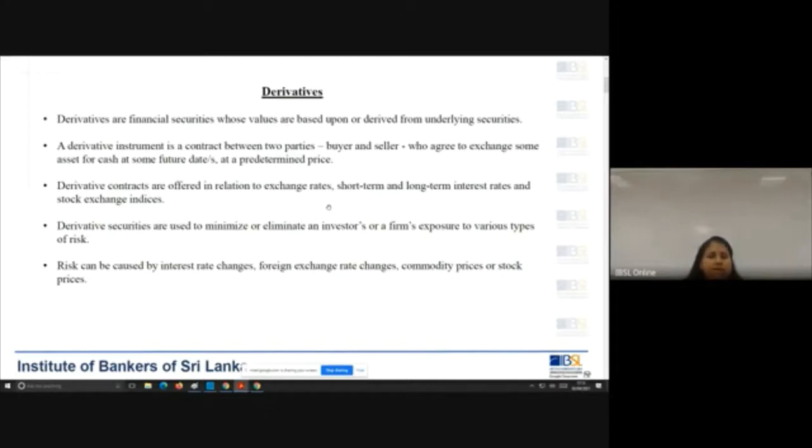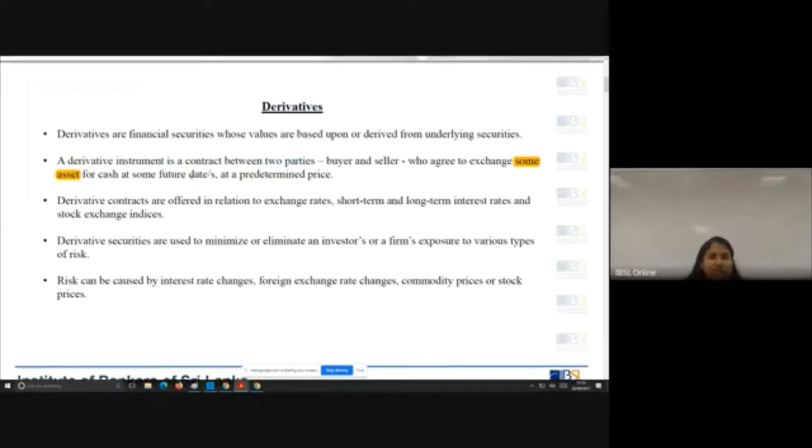A derivative instrument is a contract between two parties, buyer and seller, who agree to exchange some asset, so the underlying asset is always required, for cash at some future date at a predetermined price. That's essentially a derivative. Now you can have a derivative in terms of interest rate, stock exchange indexes, and even exchange rate. It's tailor-made, customized according to your requirement.